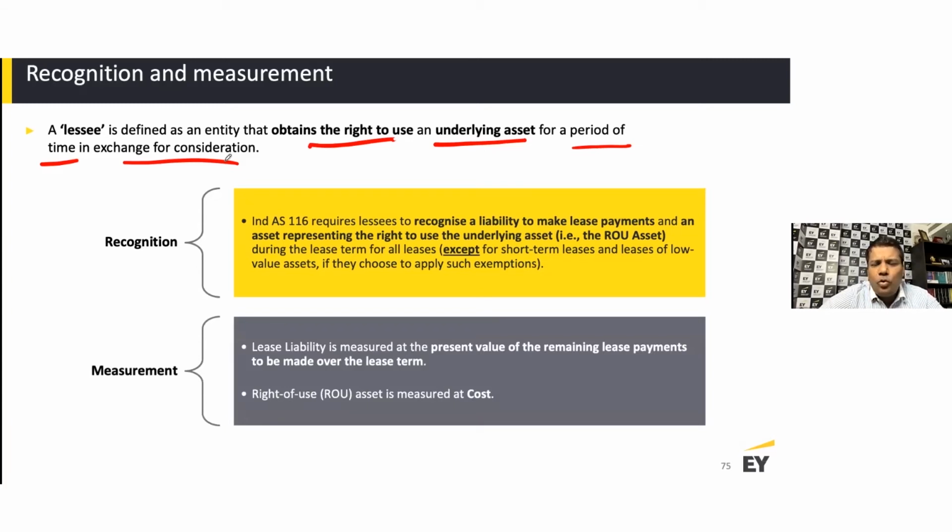Now, from a measurement perspective, lease liability is measured at the present value of remaining lease payments to be made over the lease term. So I need to know the lease term, and I need to determine the present value. The right of use asset is measured at cost. You don't account for this at fair value; it is accounted for at cost.